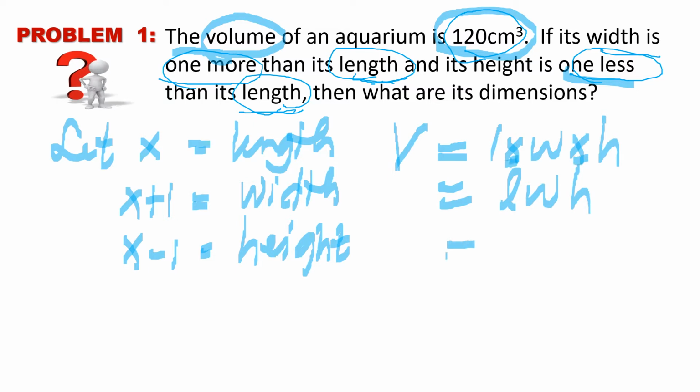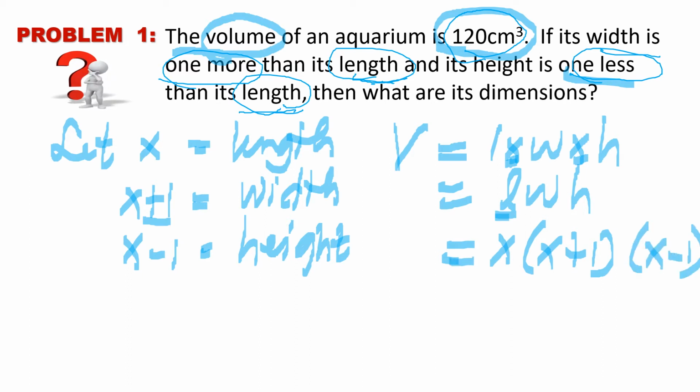Now, let us replace each letter by the values here. So x is for the length, so we replace L with x. X plus 1 is for the width. Let us replace width here with x plus 1. And finally, the height is x minus 1. X minus 1 is equal to, it's not 0 here because volume is given, which is 120 centimeters cubed. So let us write 120. So this is our equation.